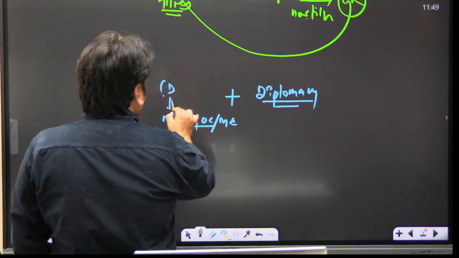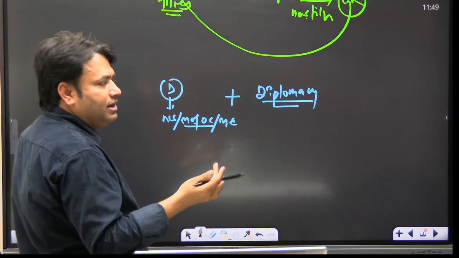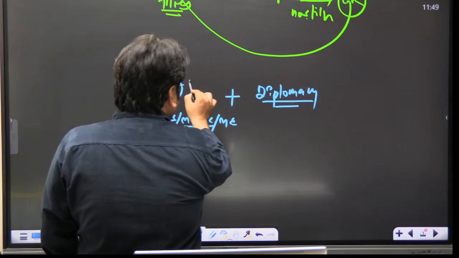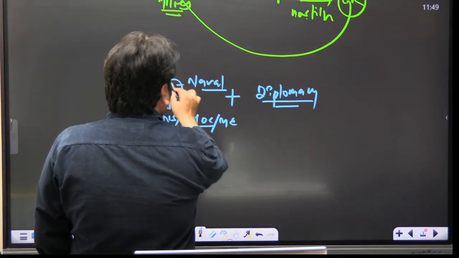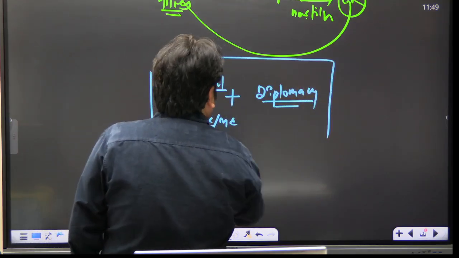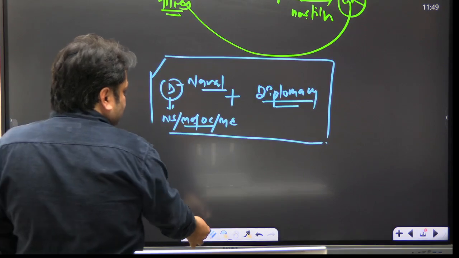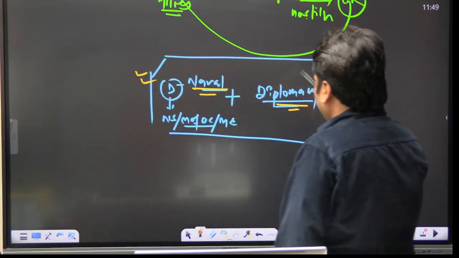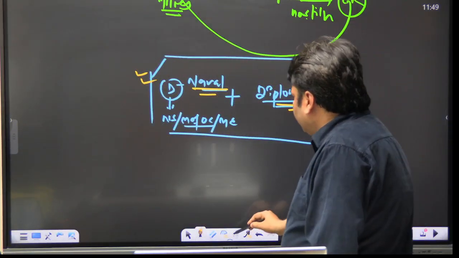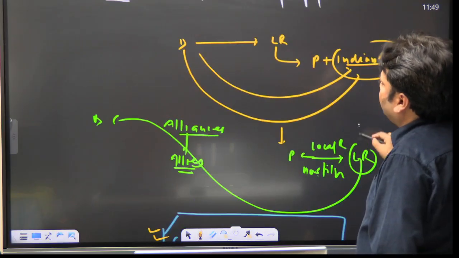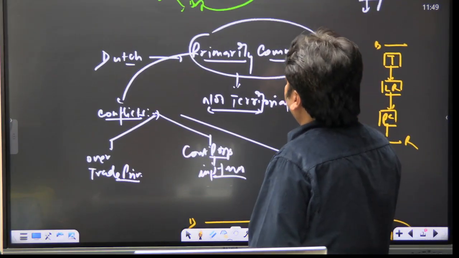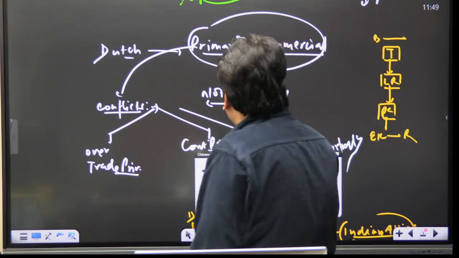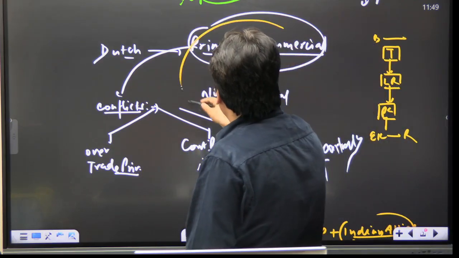It means here the Dutch presence in India has two important aspects or dimensions. The one important aspect is naval, and the second important aspect is diplomacy. That is the important thing. Naval plus diplomacy. So this is an important takeaway from this topic. And another important takeaway that I discussed with you in the beginning of the lecture, that the Dutch presence in India was primarily commercial. It was not territorial. So this is another important takeaway.